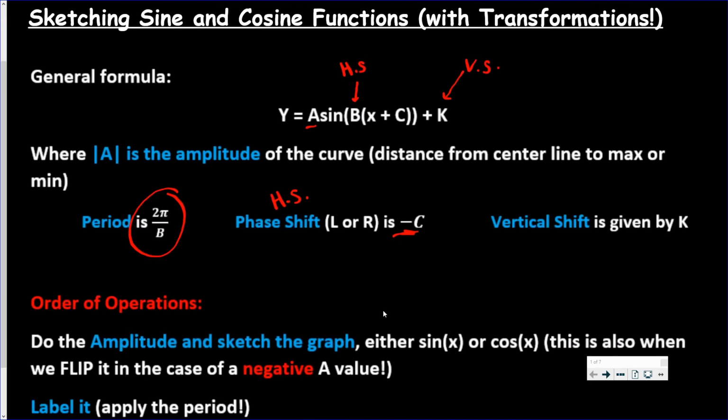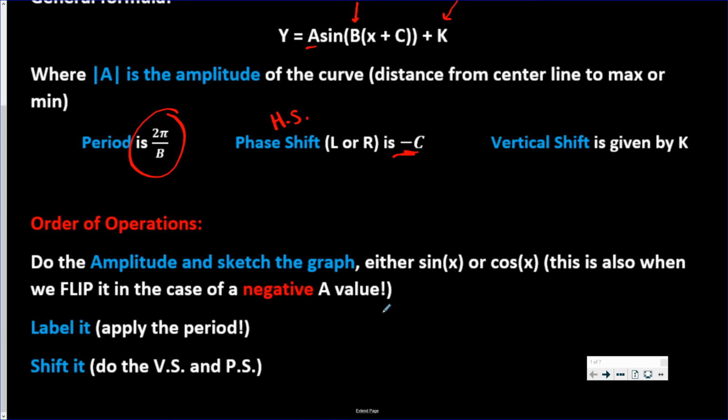So when you're drawing a sinusoidal function, I have a really easy way of doing it. I basically like to do my amplitude and sketch the graph. And at this stage, I'll also flip it if we have a negative a value. Then I'm going to label it, which means apply the period. And then I'm going to shift it, which means doing my vertical shifts and my horizontal shifts as well.